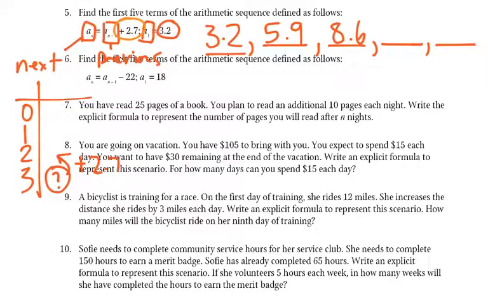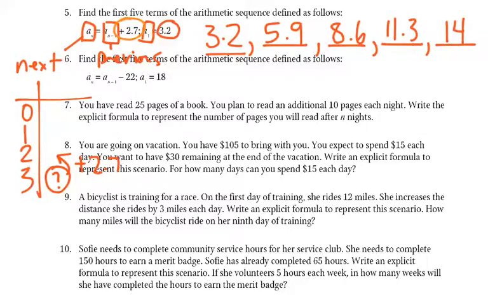Add 2.7 to that, that would be 10.6 and 0.7 would be 1.3. So it would be 11.3. And then add 2.7 to that would be 13.3 and 0.7 would give us 1, so 14. And there's the first 5 terms.